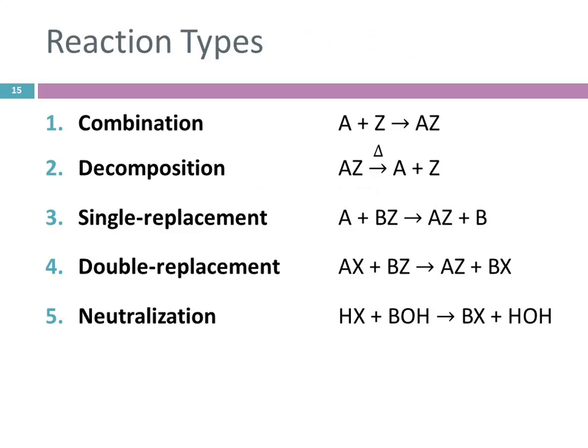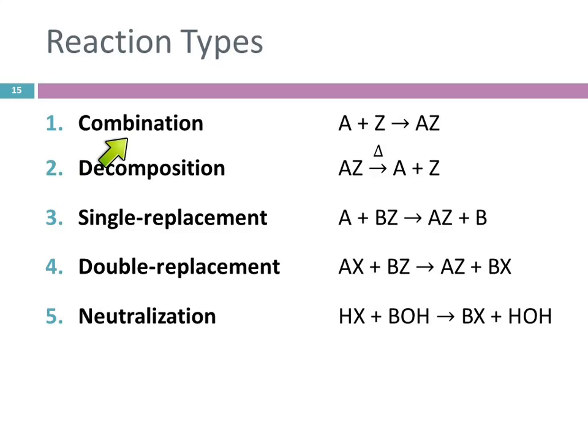So we're going to learn one method of categorizing, and it's these 5 reaction types. And they're combination, decomposition, single replacement, double replacement, and neutralization. And these names are descriptive of what's going on in these reactions.